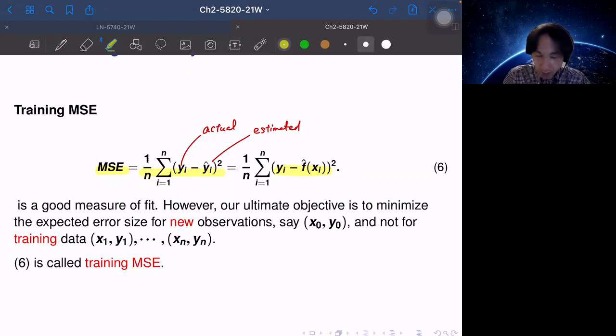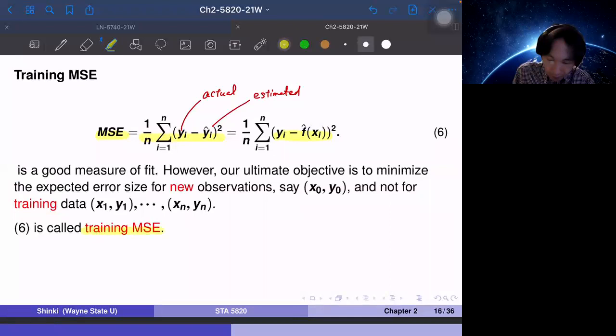Yeah, but this is just the given for our training set. So suppose we have 200 observations for one data set, and we can calculate the so-called training MSE. But our ultimate objective is to minimize the error size for new observations. Just put aside those 200 observations, and we have new observations, maybe 100 new markets. What's the error size? That's more important. So training MSE is intuitive, but it's not the best measure, at least we can say.